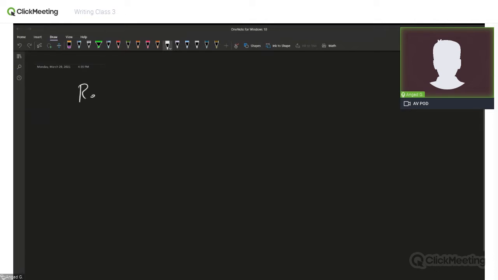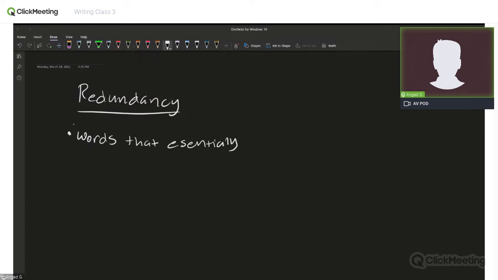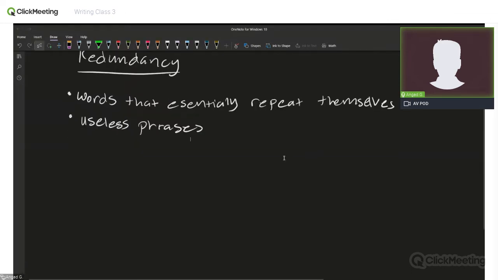And the first thing we're going to be going over is redundancy. All right. So on the SAT, you'll encounter about 2 types of redundancy questions. One is words that essentially repeat themselves. And another is useless phrases that you can just get rid of. So let's use an example.